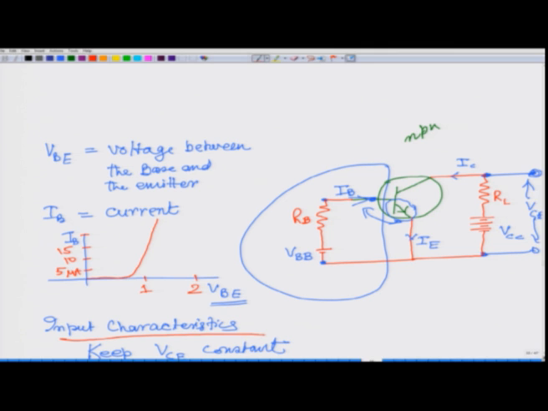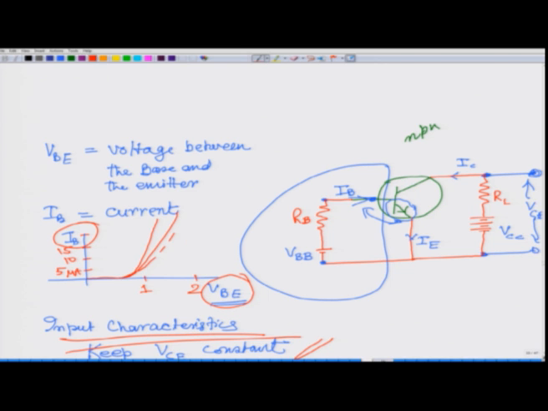So, this is known as input characteristics, where you draw this IB, this base current, against this voltage that the base and emitter junction receives, keeping this VCE constant, remember, keeping this VCE constant. So, that is the kind of input characteristics. You change VCE, the shape will remain the same, but it will shift. It will be something like this. If you change VCE, it could be like this and so on.